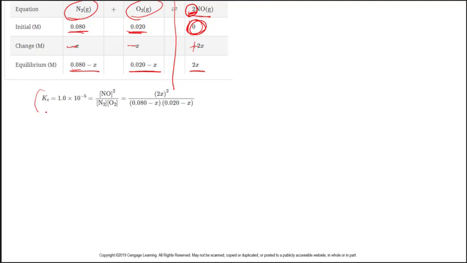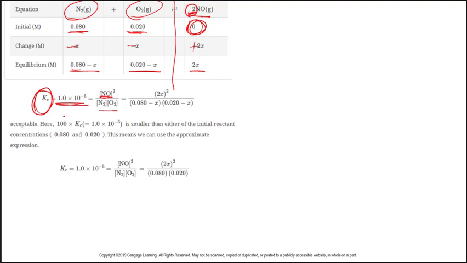Plugging that into my equilibrium constant expression, we were told our equilibrium constant is 1 times 10 to the negative 5. So we have our products over our reactants, and I'm going to set it up like this. Now I could solve it like this. I could use the quadratic equation. Or I could say, hey, what is 100 times 1 times 10 to the negative 5th? That would be 1 times 10 to the negative 3. And that is smaller than either of my initial reactant concentrations. So I can drop the x in both of those.